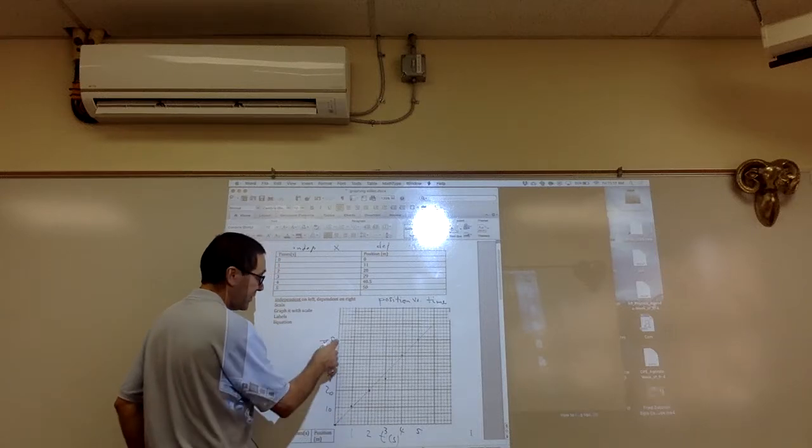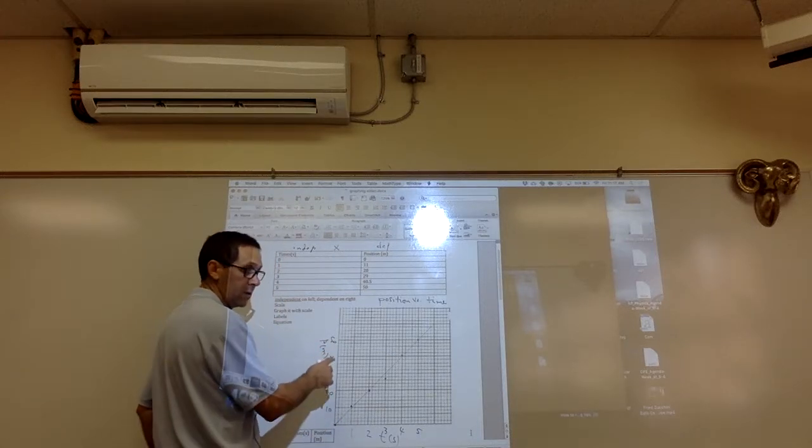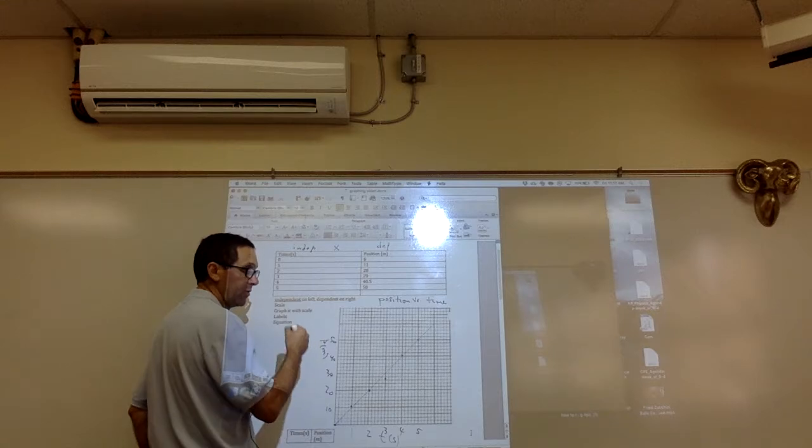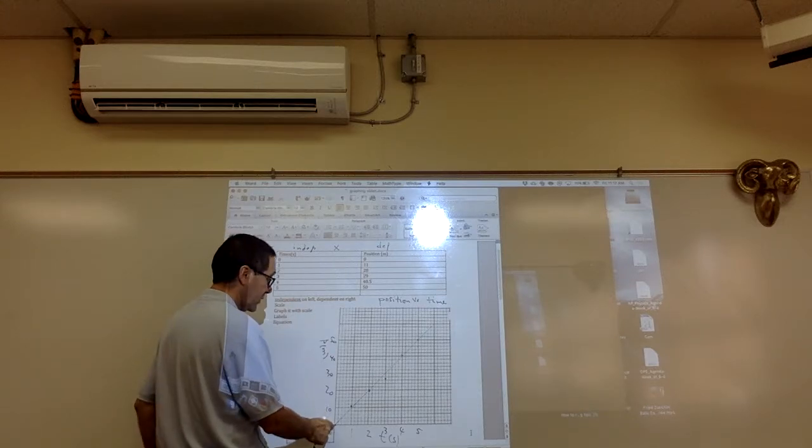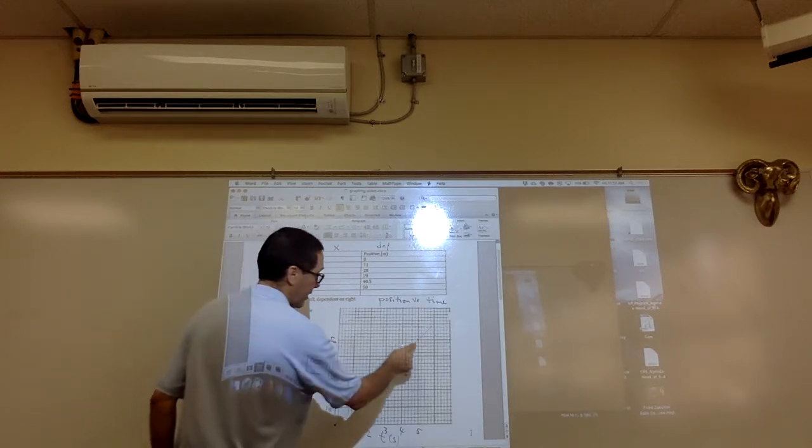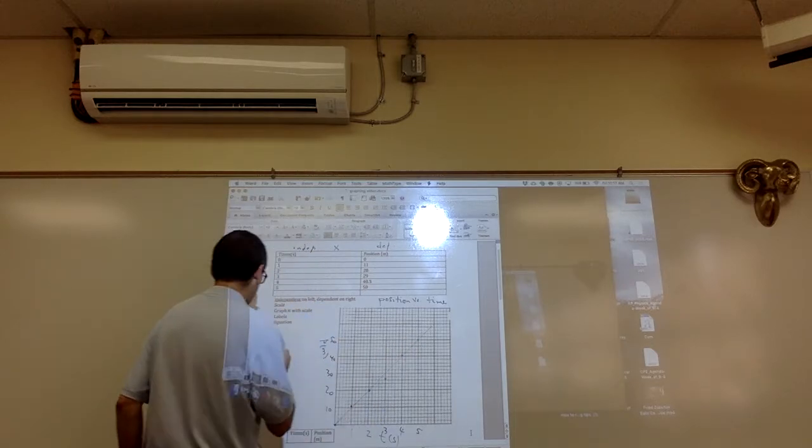So it's a rise of 50. Don't just count the boxes. You have to count the boxes, and you have to count the face value of the boxes. So this is a 50, a rise over run. So it's 50 over 5, that's a 10.